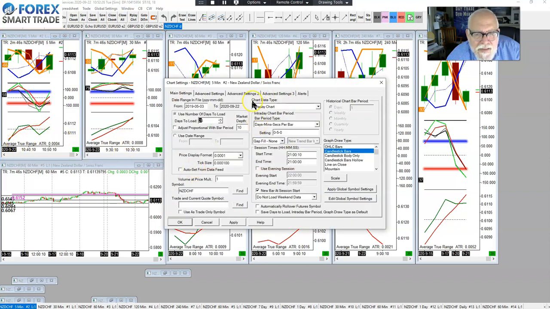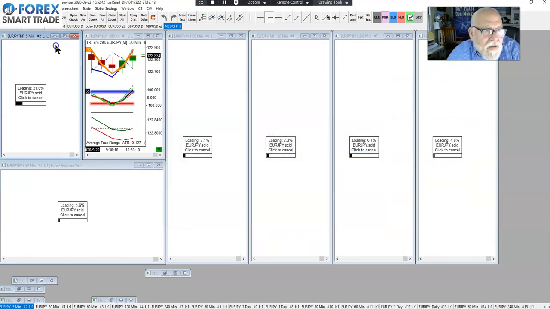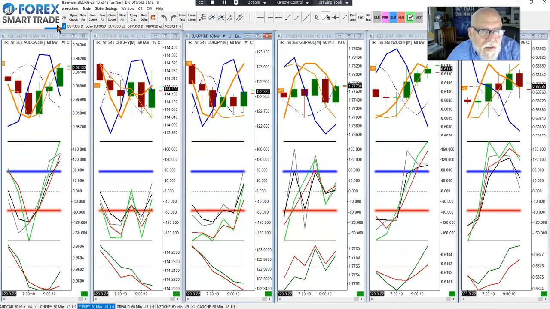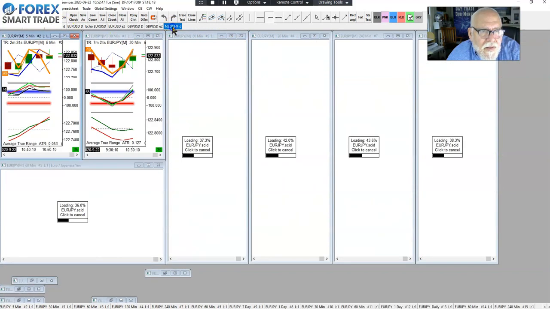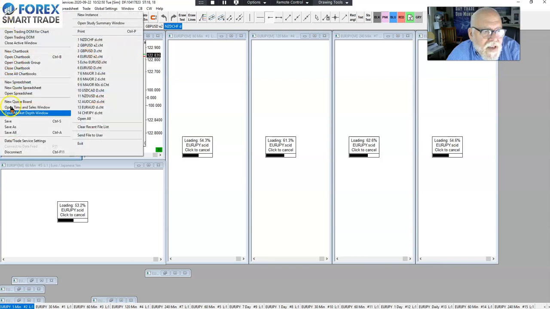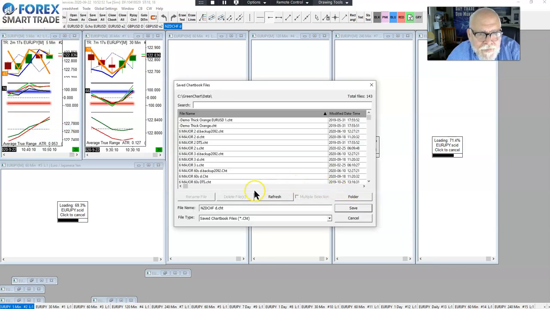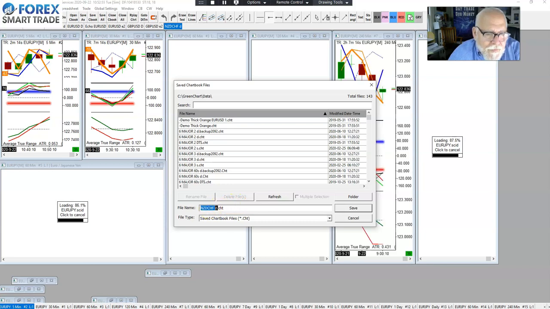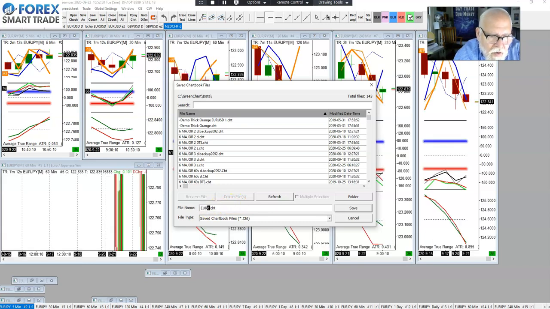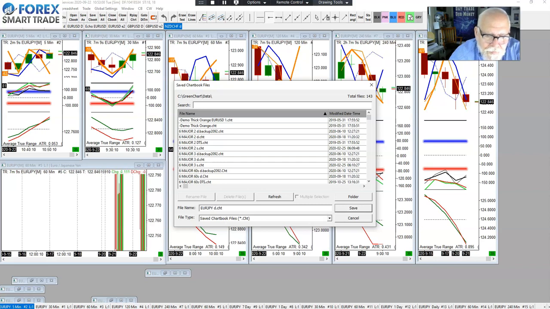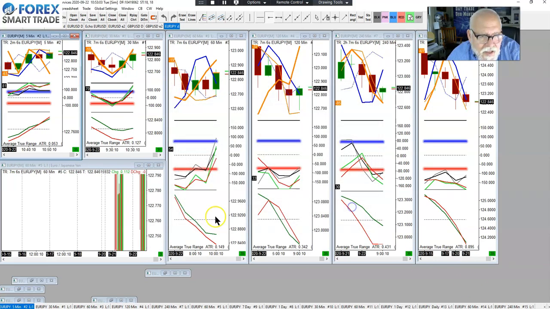Company recommends, and what did we want? We wanted, was it the euro yen? Euro. I remember that right if I don't write it down. Euro yen, yeah. And I'm going to save this as euro yen. Euro JPY. I put the little D there so I know it's daylight savings time.